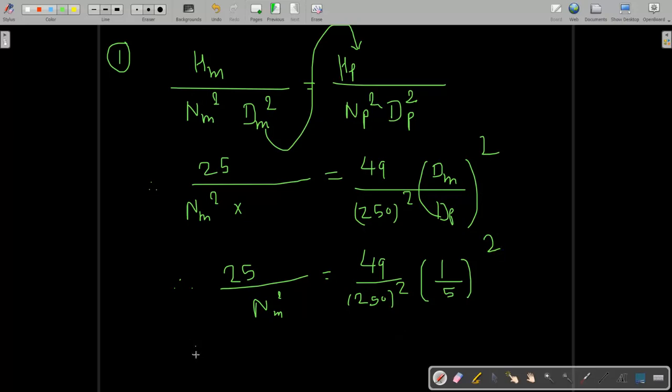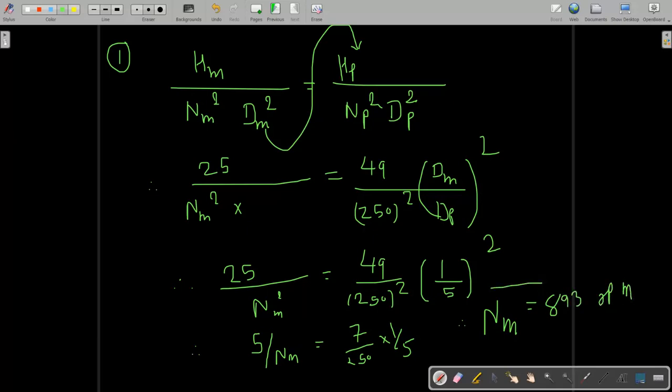Just take a square root on both the sides. So we have 5 by model rpm is equal to 7 by 250 divided by 1 by 5. So when you solve this, you will find as a model rpm 893 rpm. So this is the answer of our first question.